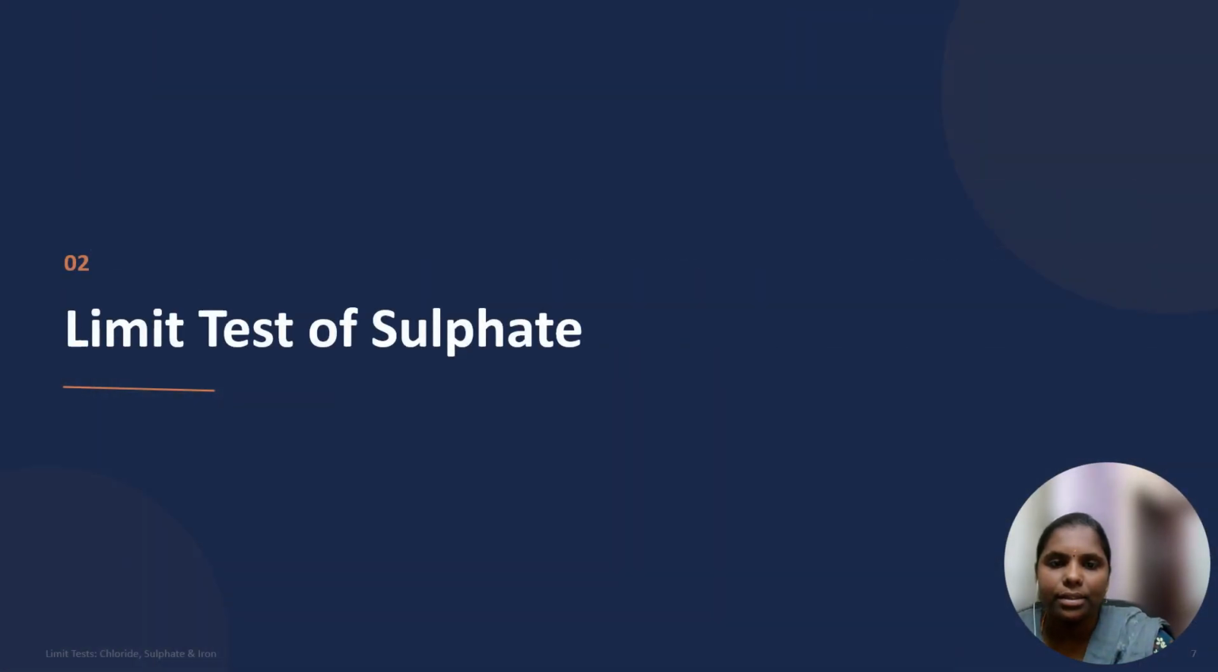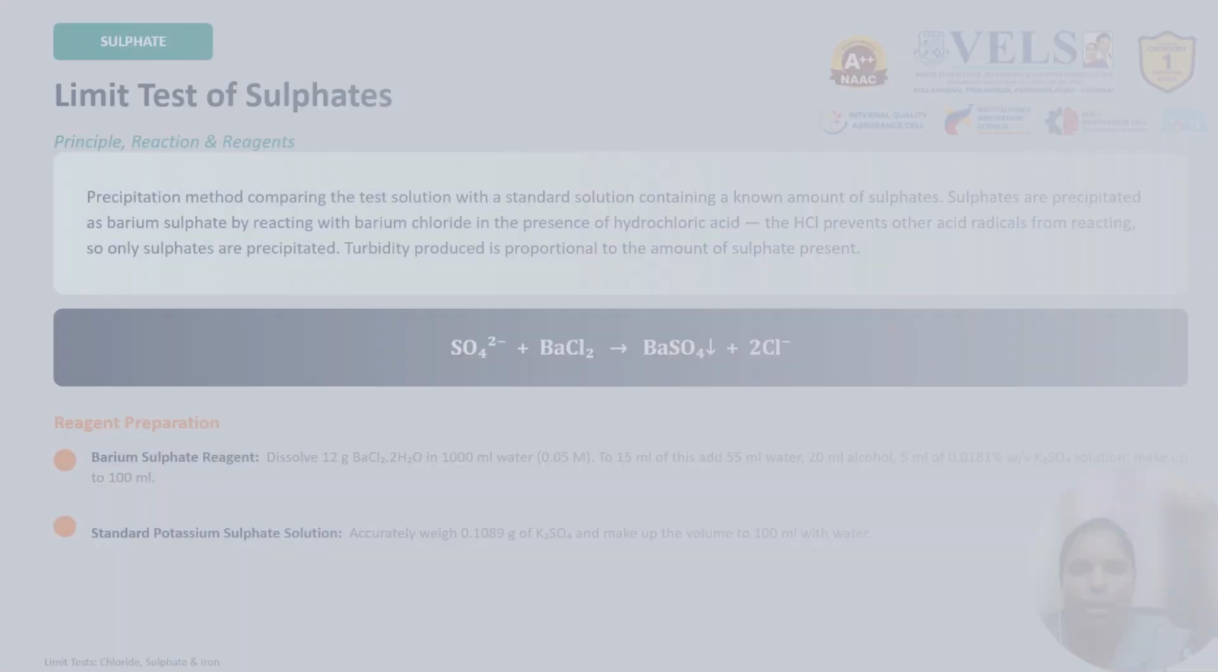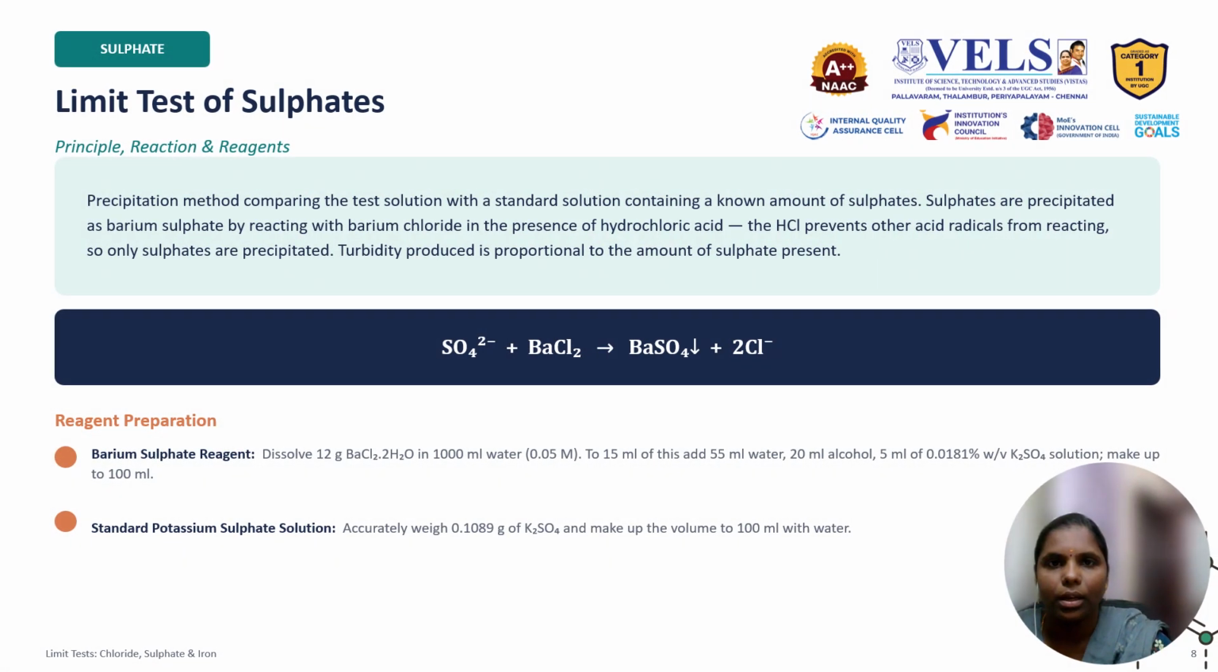Next limit test is the limit test for sulfate. We are going to see a brief introduction for the limit test for sulfate in the upcoming slides. Let us discuss the limit test for sulfate. Sulfate impurities may originate from sulfuric acid or sulfate salt, or during the manufacturing process also.